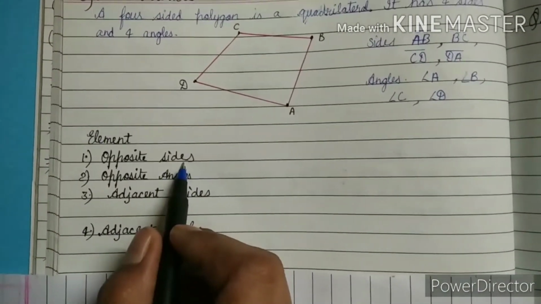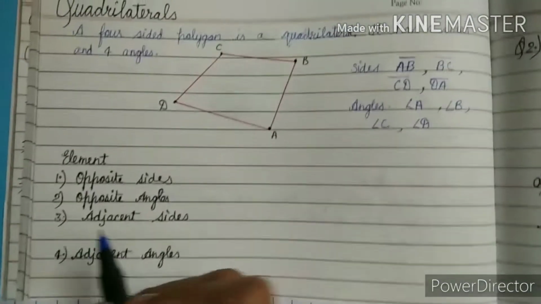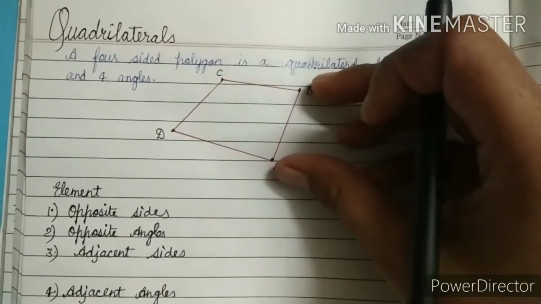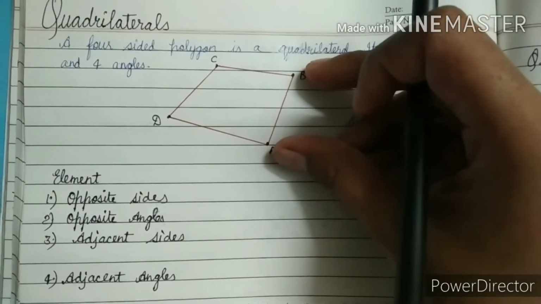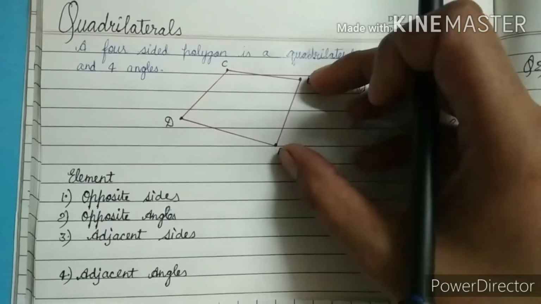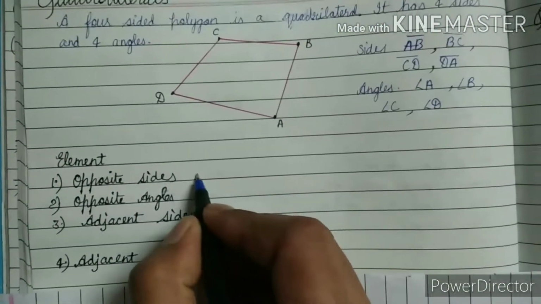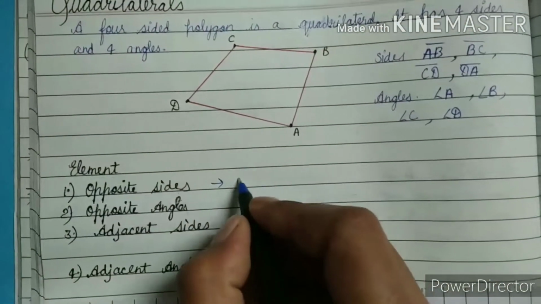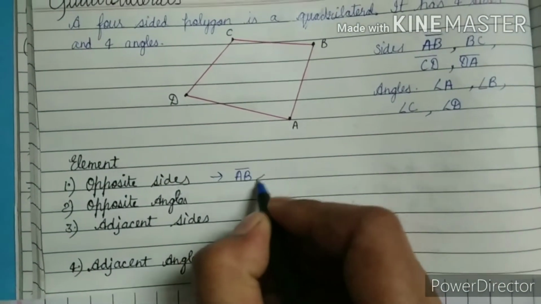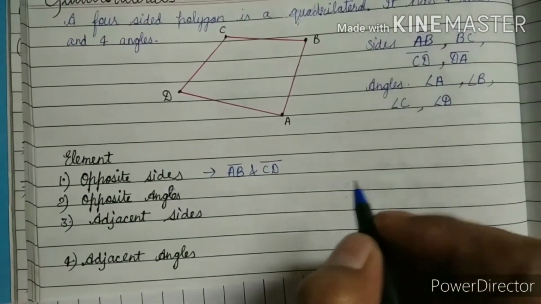Firstly we will see which sides are opposite to each other. We are taking AB first. When you are standing near AB, who is looking from the other side? You can recognize that CD is looking. So the first pair of opposite sides is AB and CD. AB and CD are opposite to each other.